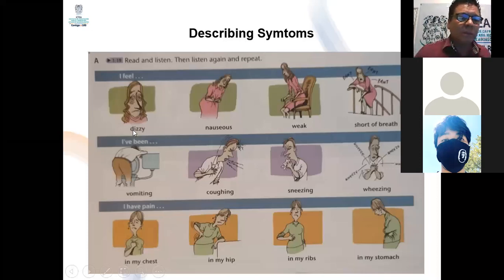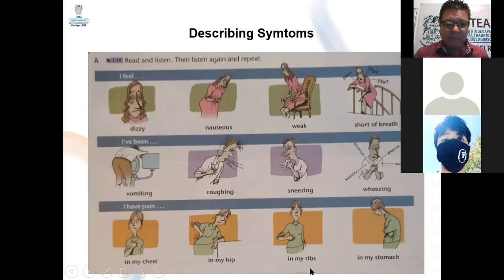I feel dizzy. I feel nauseous. I feel weak. I feel short of breath. I've been vomiting. I've been coughing. I've been sneezing. I've been wheezing. I have pain in my chest. I have pain in my hip. I have pain in my ribs. I have pain in my stomach.